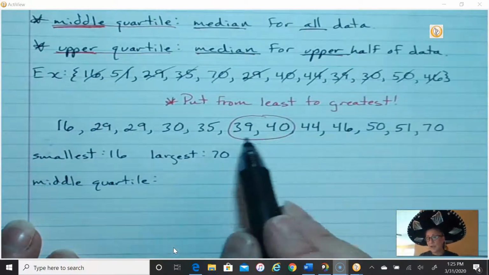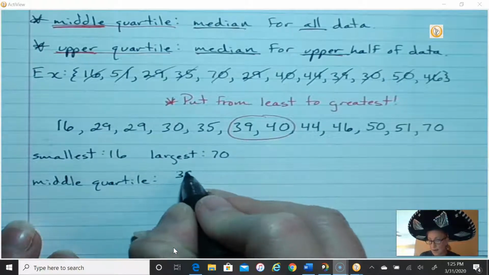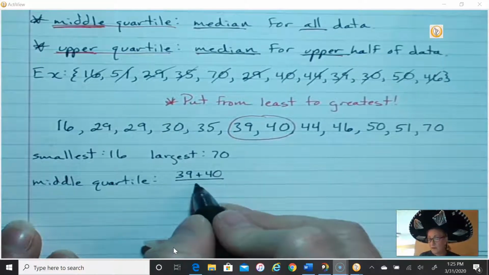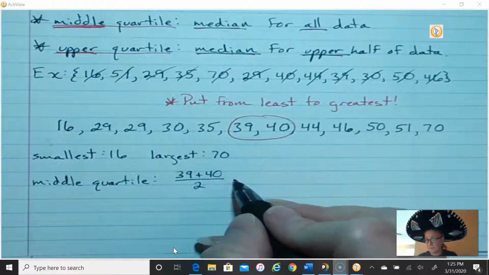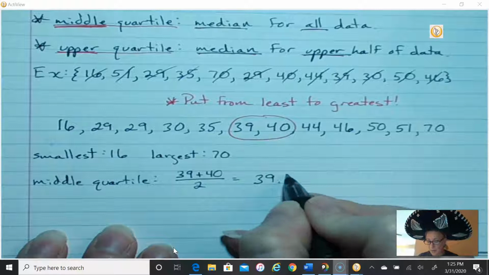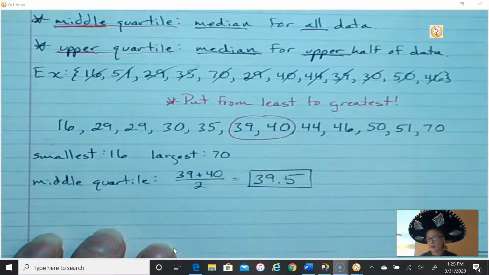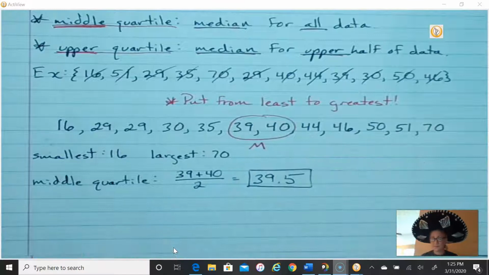All right, so these 2 numbers are the median for all of the data. If we have 2 in the middle, we have to find the average. So we add the 2 and divide by 2 because there's 2 there. That would give us 39.5. So the middle quartile is 39.5. This is your middle quartile.